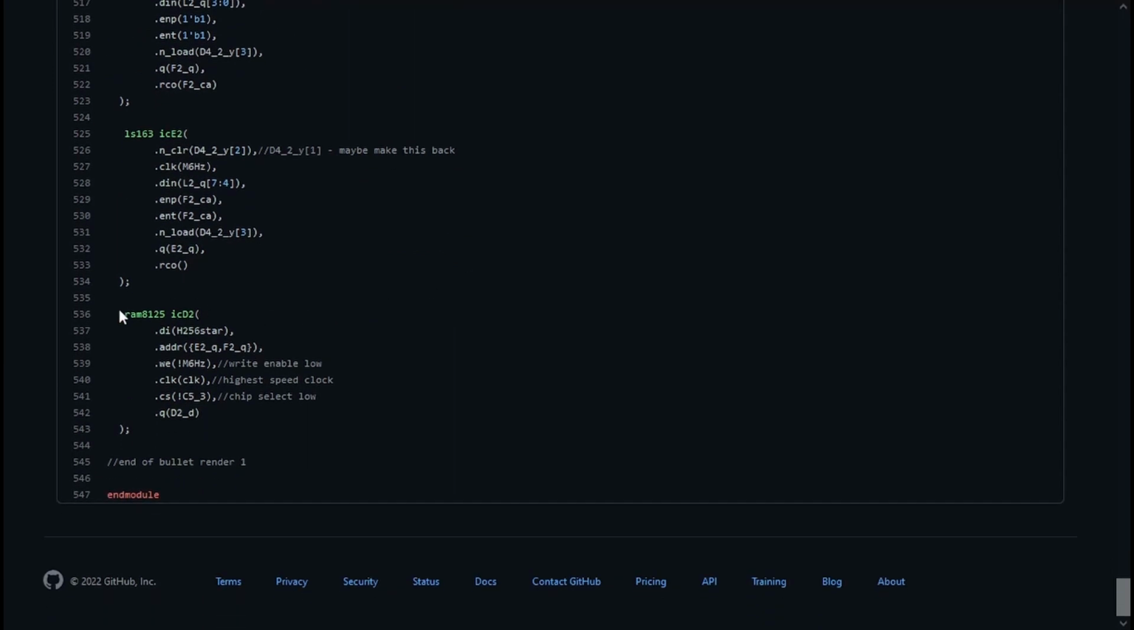And then down here we have our RAM instantiated, with the D in being the H star, 256 star, the address being the output from the counters, write enable the 6 megahertz. It needs to be write enable low. Then we've got a clock. There is no clock in the actual memory, but for memories in FPGA we put a very high clock on there. Chip selectors are C5-3, again it's low, so we make it chip select low. And then our output is D2D.